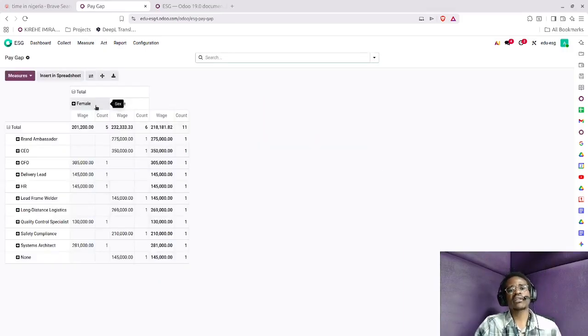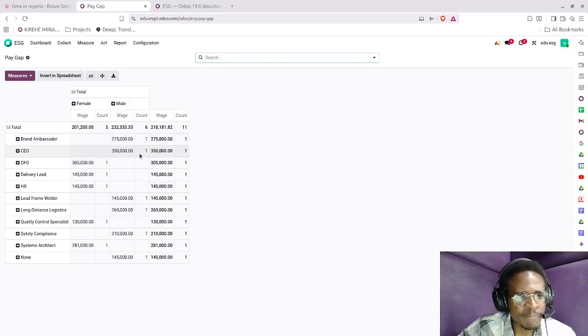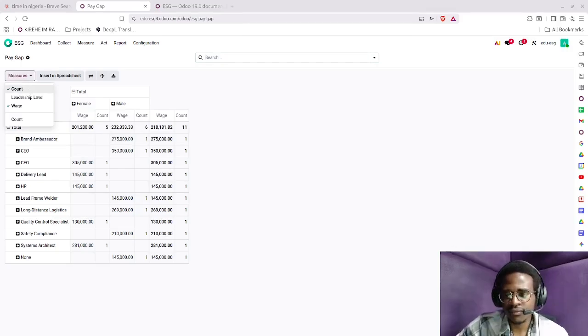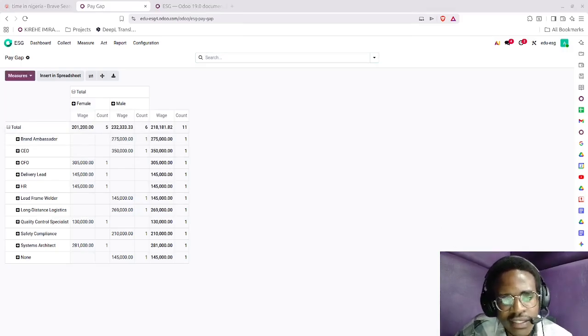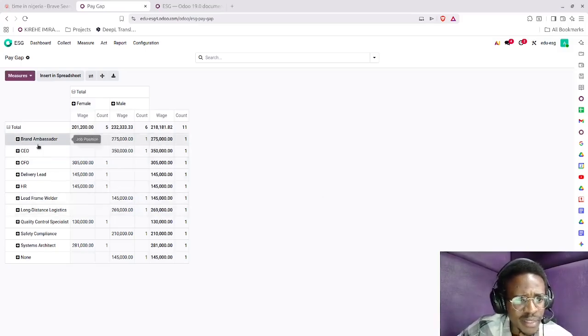We said pay gap is calculated as average male salary minus average female salary divided by average male salary. The result you get multiplied by 100. So what's the pay gap for the brand ambassador? Let's see this report. So for brand ambassador, I have female data, there's 0, there's male data, and from this data I can actually get pay gap per role.